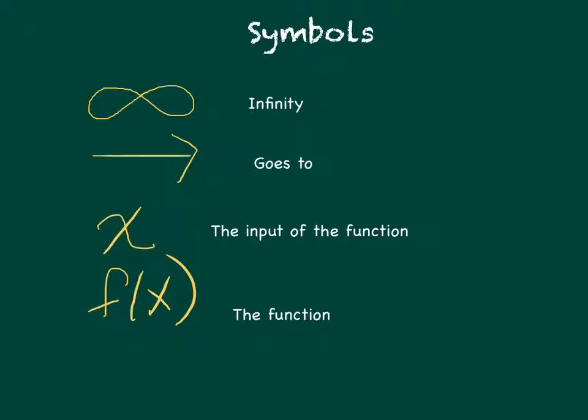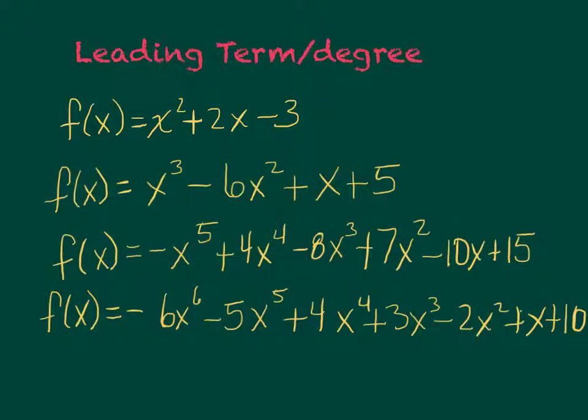Some symbols. The sideways 8 is the symbol for infinity. The arrow going to the right means goes to. X usually means the input of the function, and f of x means the function or the value of the function.